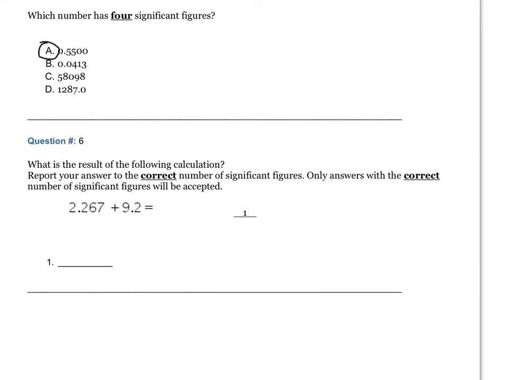Question 6. What is the result of the following calculation? Report your answer to the correct number of significant figures. Only answers with the correct number of significant figures will be accepted. The answer is 11.5.